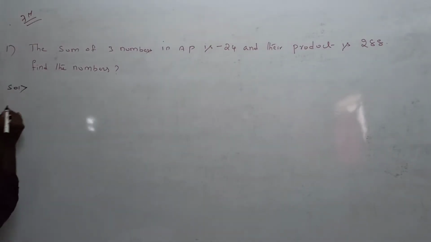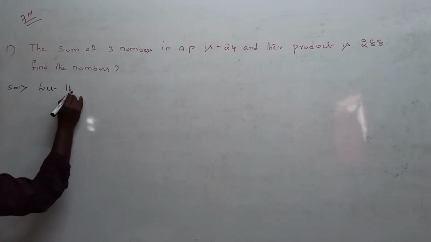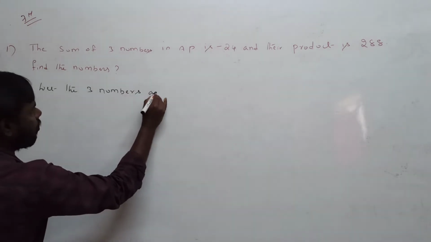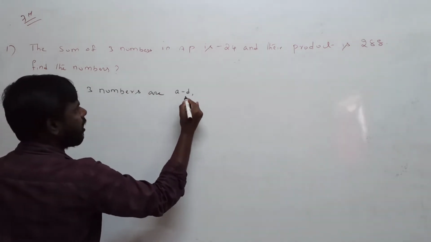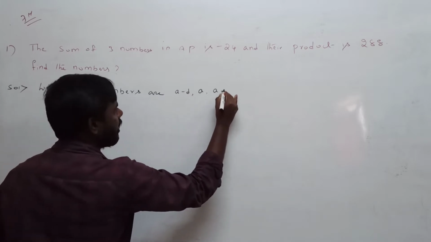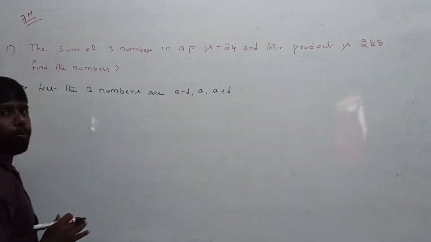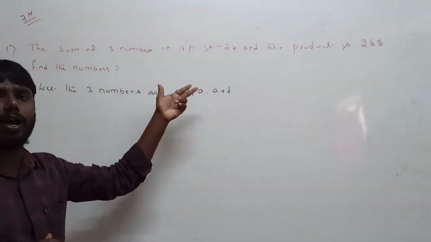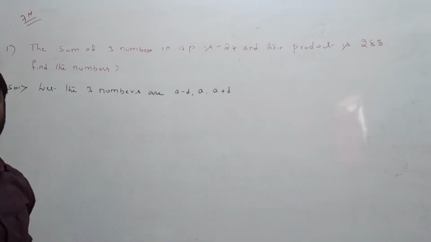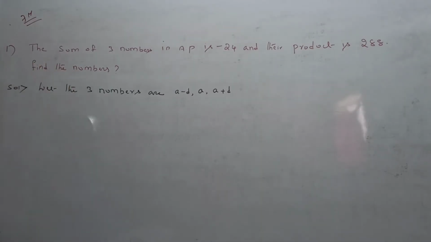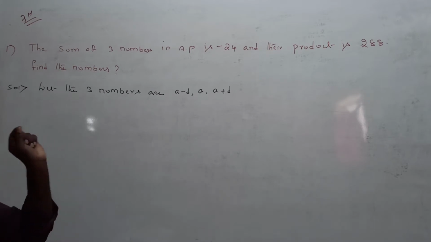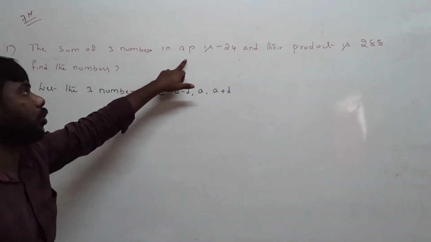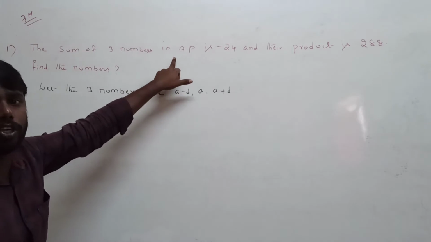Solution: let the three numbers be a minus d, a, a plus d. That's why we are explaining note points. We are asked the sum of three numbers, so we can assume the three numbers are a minus d, a, a plus d. Suppose they are asking the sum of four numbers, we can assume a minus 3d, a minus d, a plus d, a plus 3d. They are asking the sum of three numbers in arithmetic progression. What is the condition for three numbers in arithmetic progression?